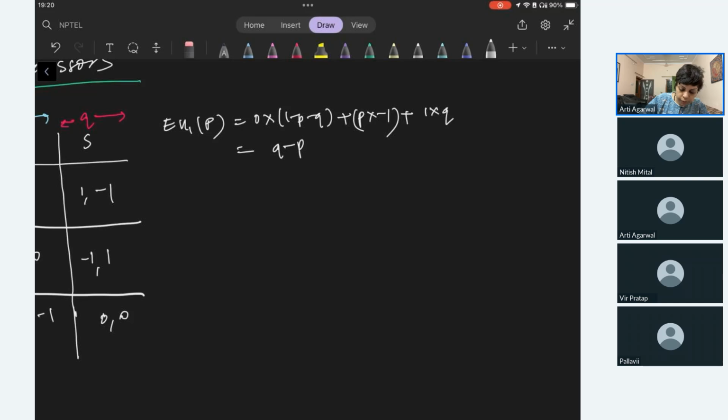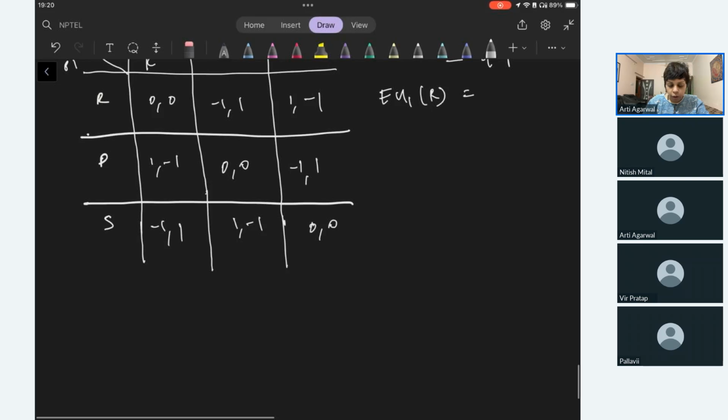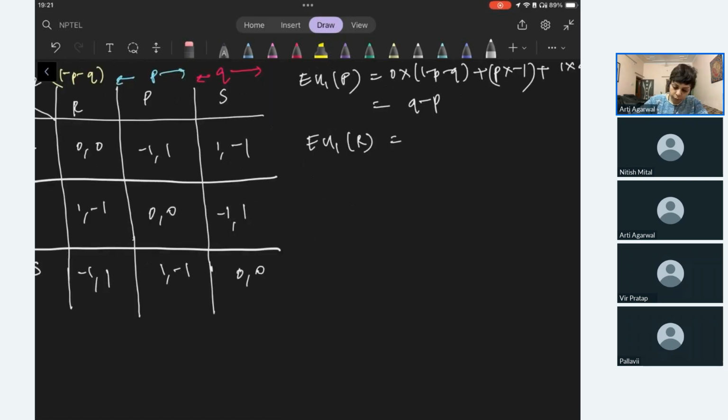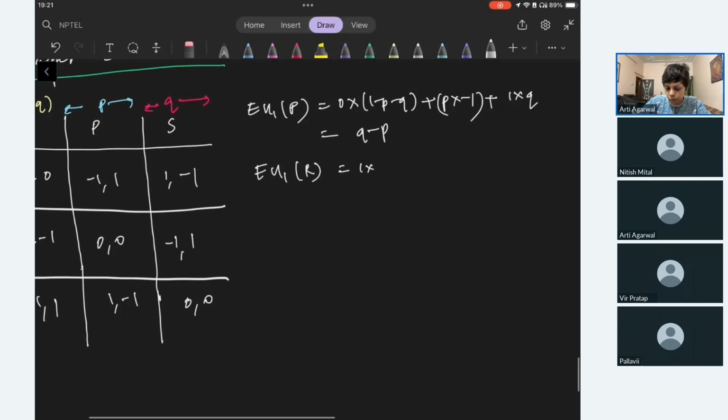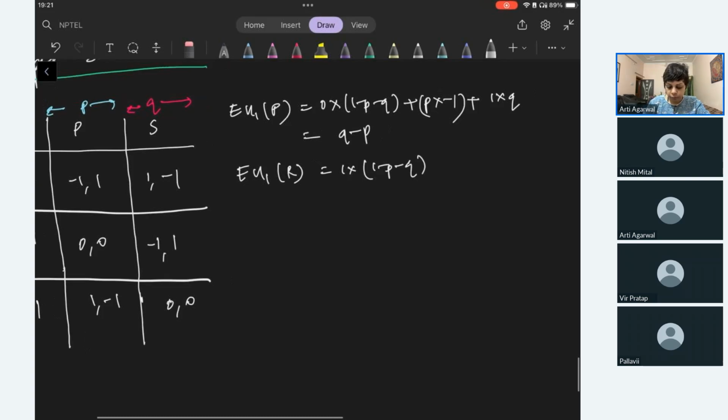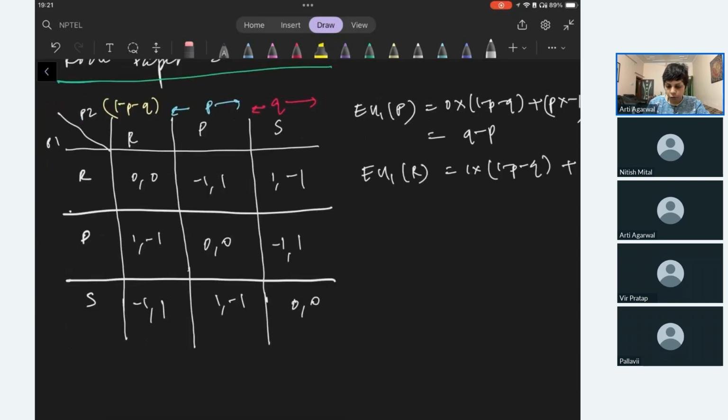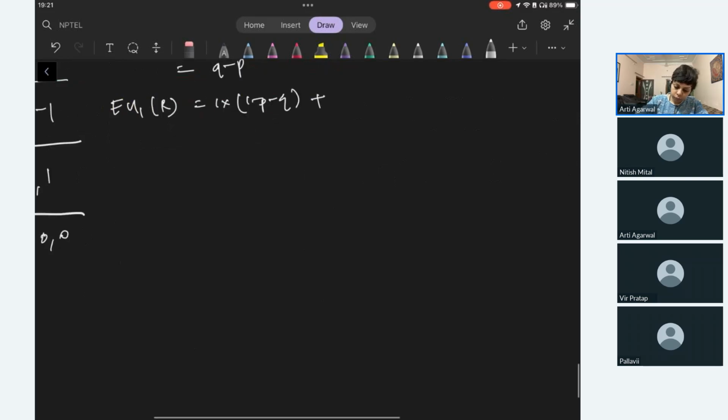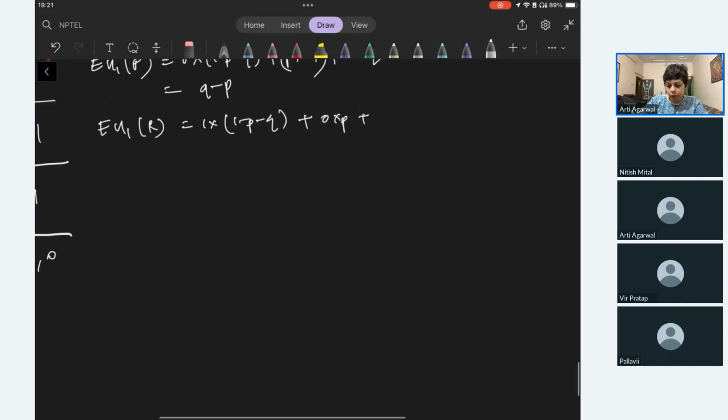Now we'll do the same thing. Strategy paper. Against rock, payoff is 1, probability 1 minus P minus Q. For paper, probability is P, payoff is 0. Next, scissors, probability is Q, payoff is minus 1. Simplify this: 1 minus P minus 2Q.